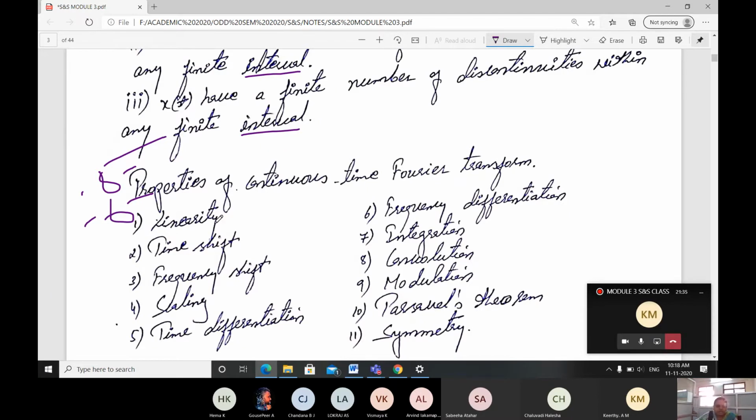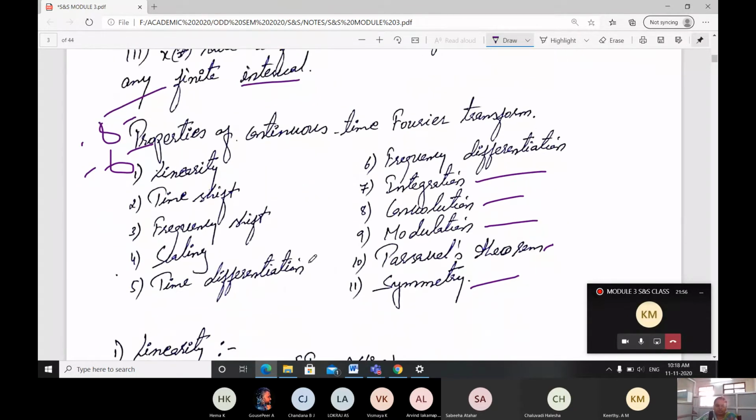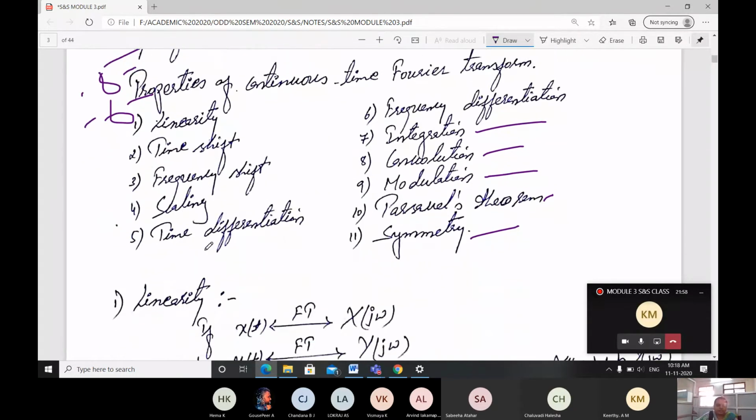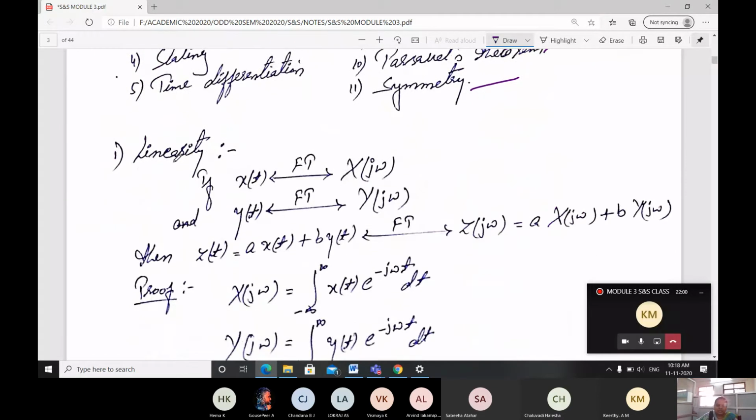The first one is linearity, time shift, frequency shift, scaling, time differentiation, frequency differentiation, integration, convolution, modulation, Parseval's theorem. Then the last one is symmetry. These are all the 11 properties. Then we will go through the properties one by one, how we can get them. The first property is linearity.